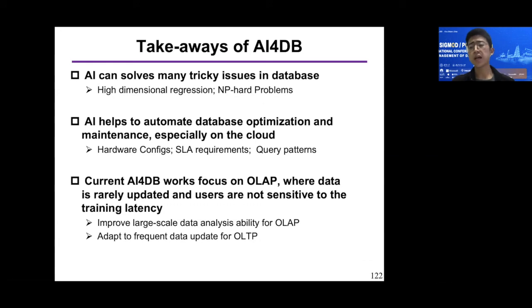So in conclusion, AI can solve many tricky issues in databases, like high-dimensional regression and NP-hard problems. And AI can help to automate database optimization and maintenance, especially on the cloud. And besides, current AI4DB was mainly focused on OLAP workloads, where data is rarely updated and users are not sensitive to the training latency. However, for OLTP, the data may be frequently updated, and users may require very high model inference efficiency and robustness, which are great challenges for current AI techniques and require more system and algorithm designs.